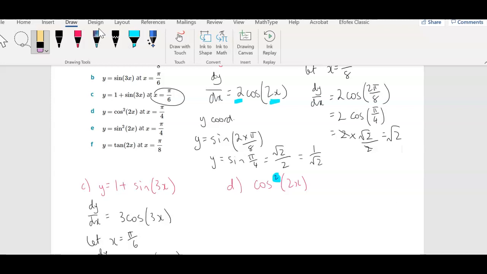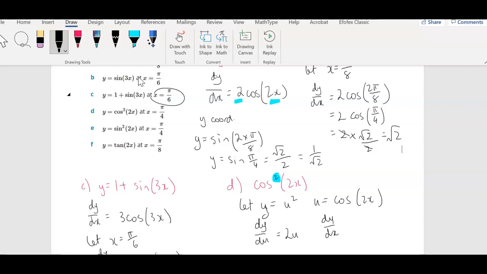rule. All right, so using the chain rule, let y equal u squared. So u is equal to, oh gosh, cos 2x. I probably should have written that around the other way. So dy du equals 2u and du dx.